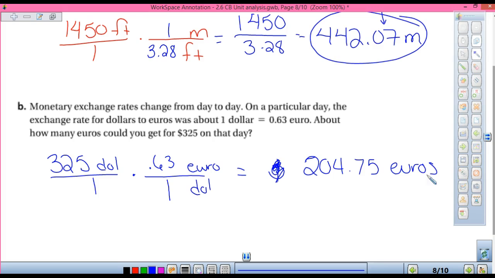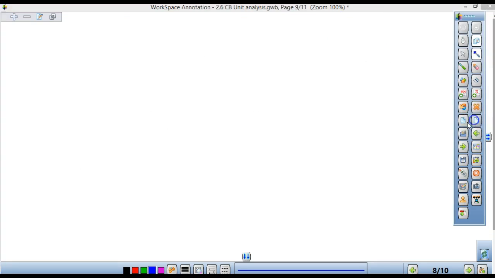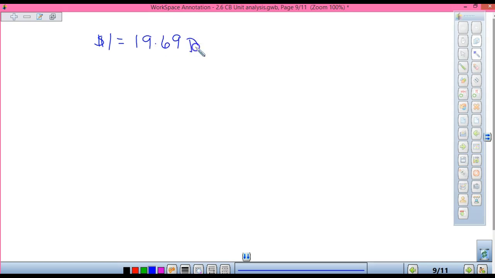But let's say we're going to Mexico. I just do this off to the side and leave a little extra space. $1 equals, what was it? I just looked it up this morning because it changes. 19.69 pesos. So you and your family are going to Mexico for a vacation. How much spending money are you going to take? $1,000? All right.